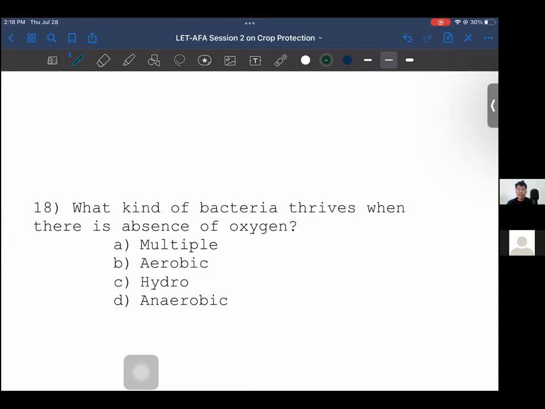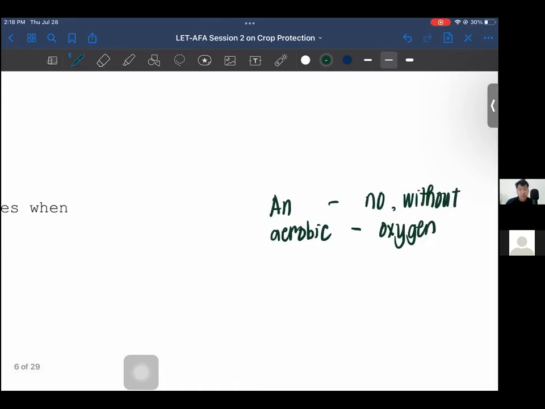So yes, the correct answer is letter D, which is anaerobic. From the term itself, you can use your knowledge on prefixes. Yung "an" means "an" or "a", means no or without. So that condition means no oxygen or without oxygen, free of oxygen, kapag sinabi natin anaerobic. So this happens when we ferment.